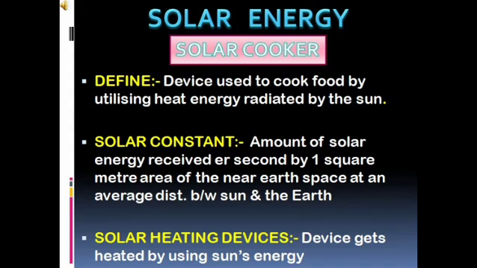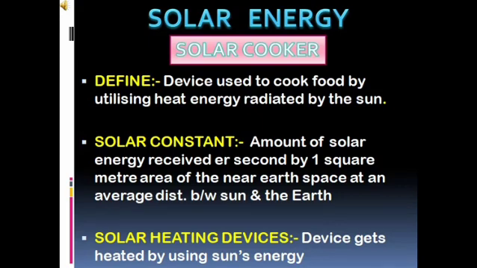Now we use a solar cooker to cook food by utilizing the heat energy radiated by the sun. If I talk about its construction, there is an insulated metal box or a wooden box which is painted all black from inside. There is a thick glass sheet cover over the box, and then the plane mirror, also known as your reflector, is attached to the box as shown in the figure. Then the food is cooked in metal containers which are painted black from outside.